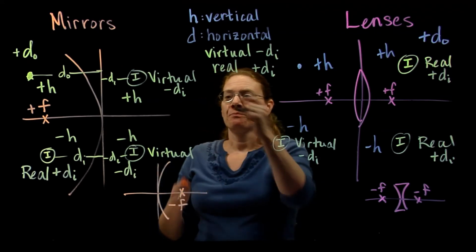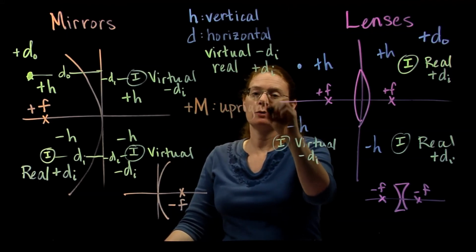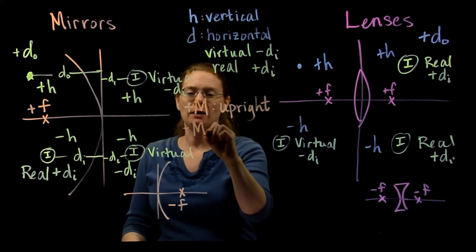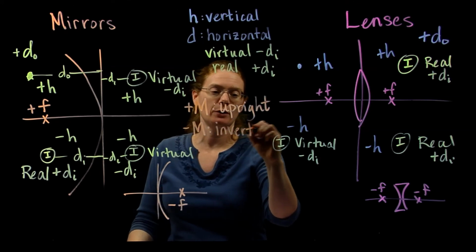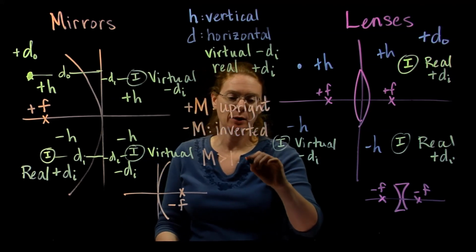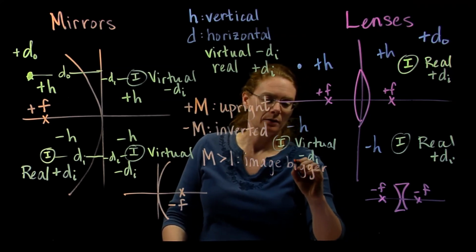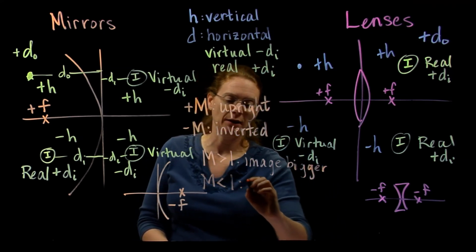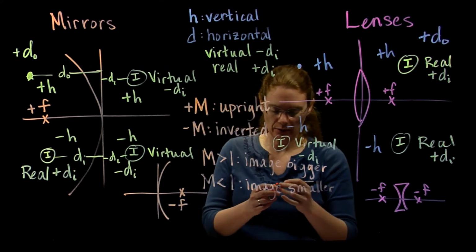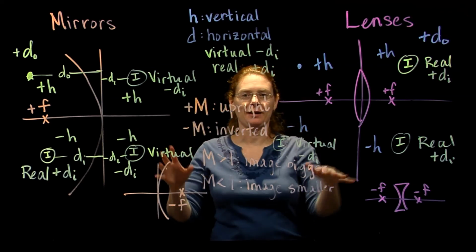Magnification, just go over that real quick. A positive magnification means the image is upright, which means the same up-down as the original. Negative magnification means the image is inverted from the original. Magnification greater than 1 means the image is bigger than the object. And magnification less than 1 means the image is smaller than the original object. So there's just some real quick reminders on pluses, minuses for mirrors and for lenses. Hope this was helpful.